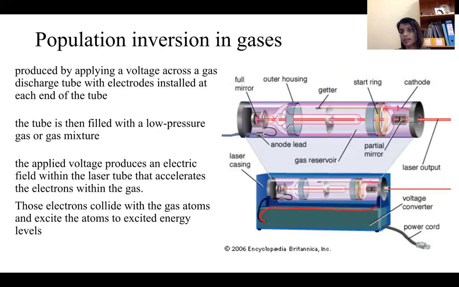ionizing the gas, we create a plasma inside. The gas tube is filled with a low pressure gas, so it can be a pure gas, it can be a gas mixture. Then the applied voltage produces an electric field within the laser tube, and that accelerates electrons within the gas. So that means you basically create a plasma inside.